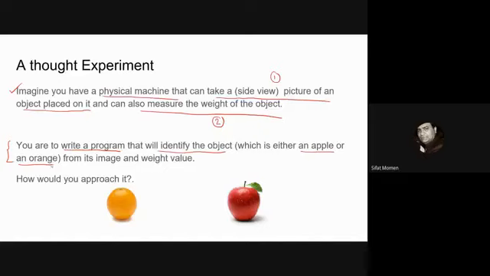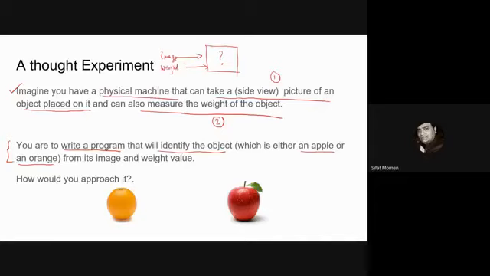So all it does is take two things. It's going to take a side view picture of the object, and it's going to measure the weight of the object. That's the only two inputs that you have. We don't know what algorithm or program you're going to write. The input you have is an image of the object, and the other input is the weight of the object. Am I correct, Nakina? Yes. These are the two things that you measure.